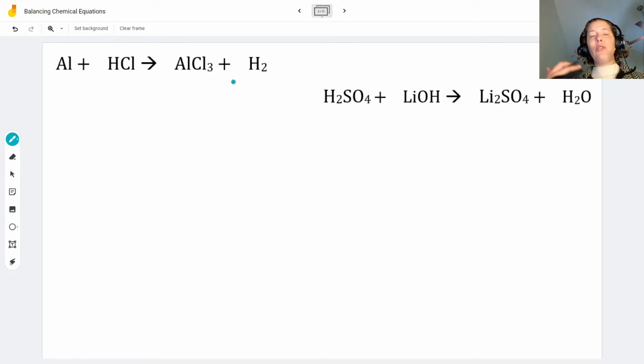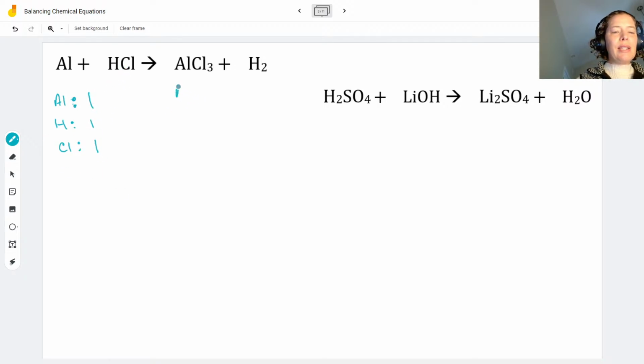Again, I am just going to list the atoms that I have on my reactant side. So I have aluminum. I also have hydrogen. And I've got chlorine. So let's count up how many we have of this. We have 1 aluminum, 1 hydrogen, and 1 chlorine.